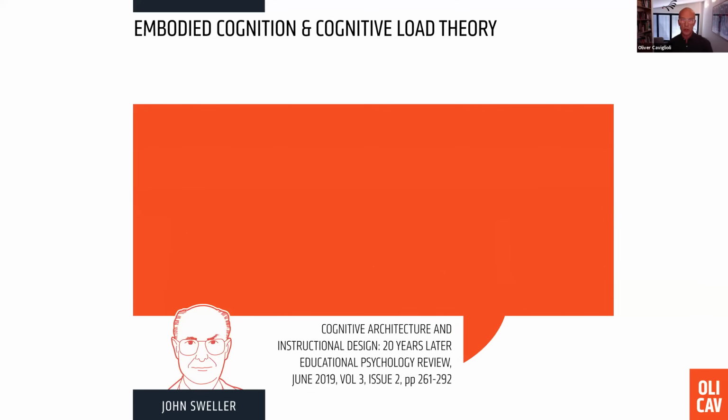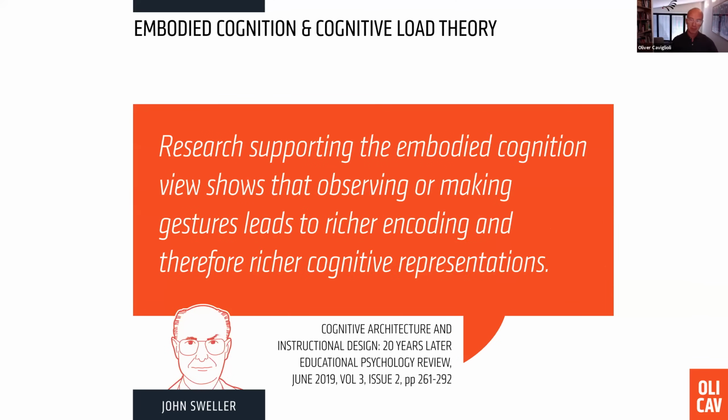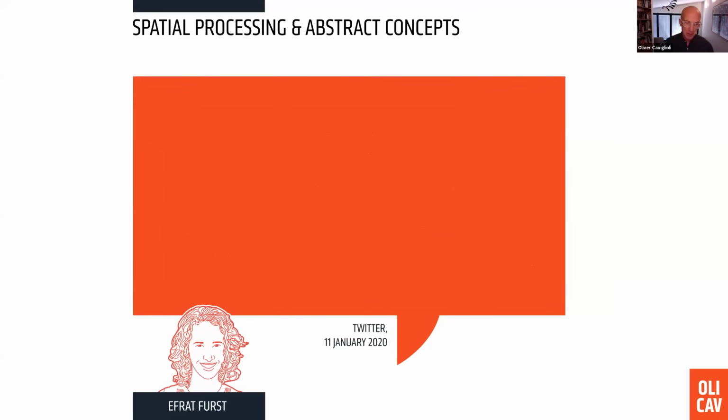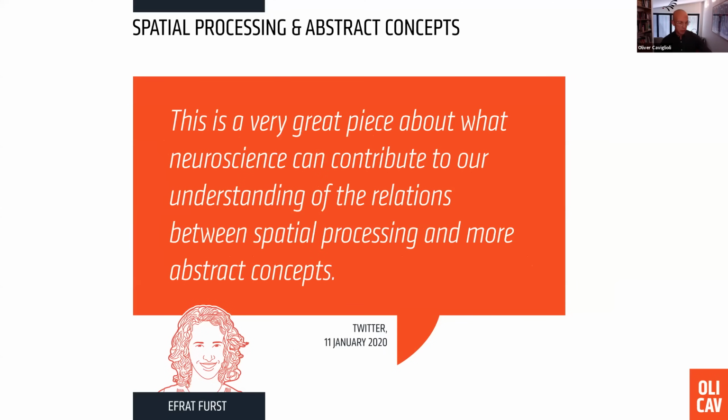Back to John Sweller, just to reassure you. Okay, I won't say any more, just to reassure you, you need to see his face and the words cognitive science, it reassures you. Now, Efrat first. She pointed out on Twitter very recently that there was an article in a magazine. And by the way, Efrat's got a wonderful blog explaining really coherently and responsibly the link between cognitive science and neuroscience. And this is the article that she pointed to.